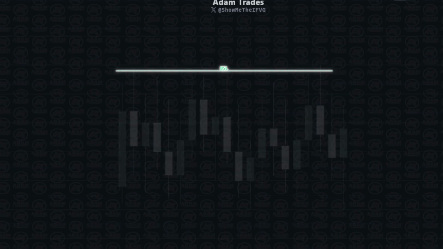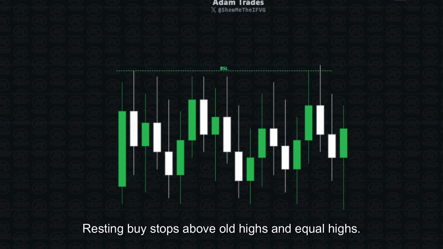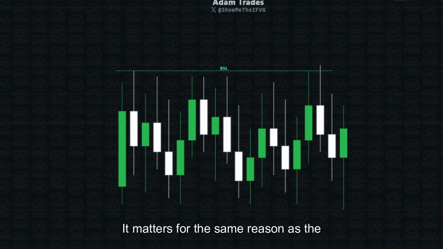Buy-side liquidity, resting buy stops above old highs and equal highs. It matters for the same reason as the sell-side liquidity. The algorithm targets these pools in order to fill orders. It helps show you where price is likely to move next.